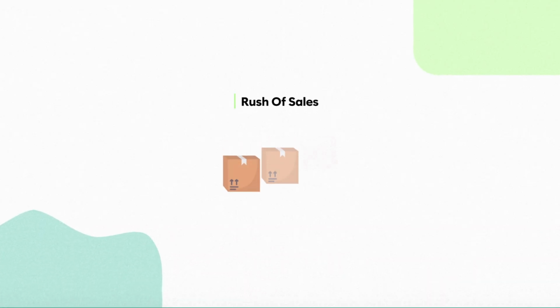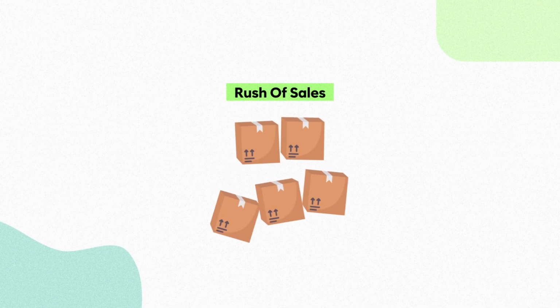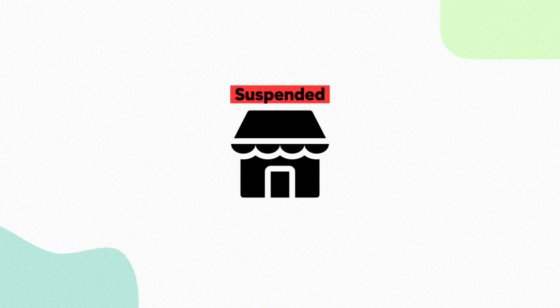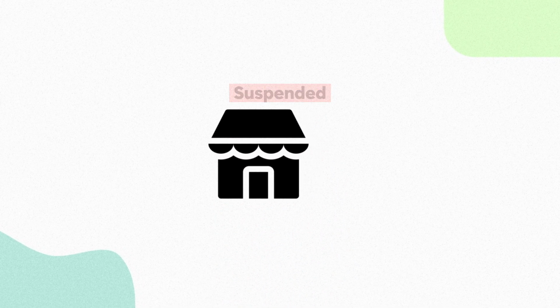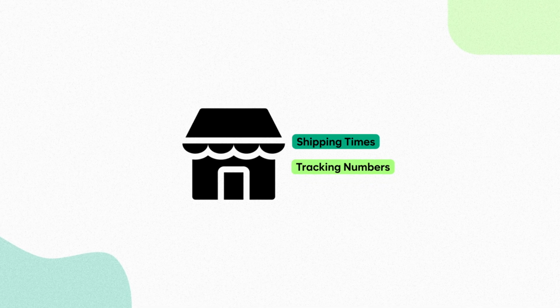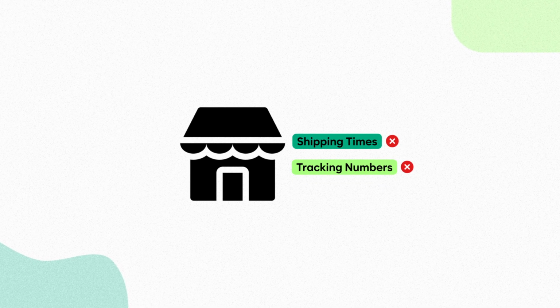Because of this, I often see one of two things happen. Either a person starts dropshipping on TikTok Shop from an overseas supplier like AliExpress, for example. They get a quick rush of sales and then inevitably get suspended relatively quickly when TikTok realizes that their shipping times and their tracking numbers don't meet the platform requirements.